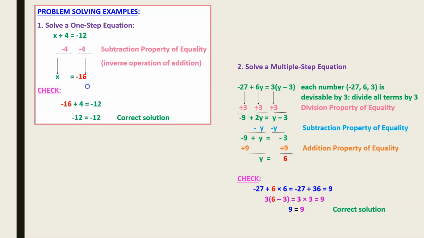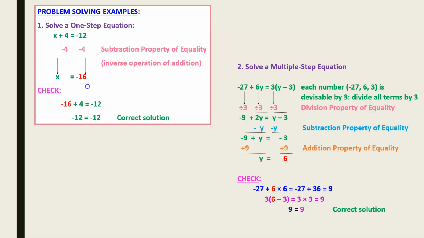So each term should be divided by 3. Negative 27 divided by 3 will give us negative 9. 6y divided by 3 will give us plus 2y. And right here on the right side, we have only parentheses left, y minus 3. So now we have another equation, negative 9 plus 2y equals y minus 3.